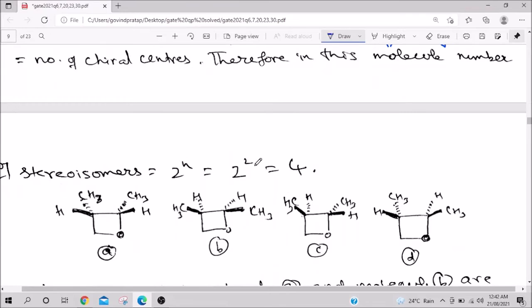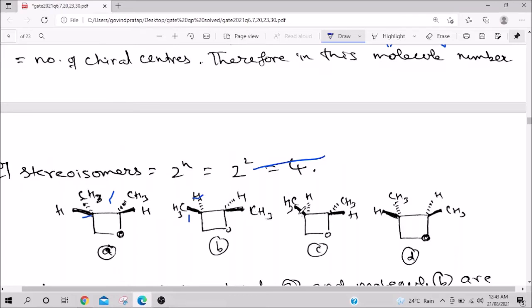So 2 to the power n is 2 to the power 2, that equals 4. What are the possibilities? First possibility, put both hydrogen front so that both CH3 go behind. Second one, just reverse it: put both CH3 front, put both hydrogen behind.